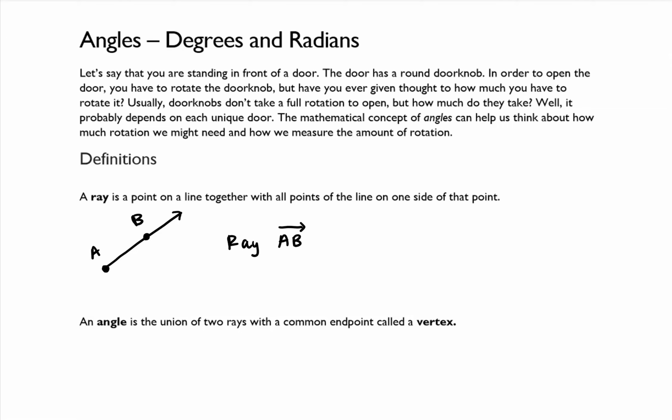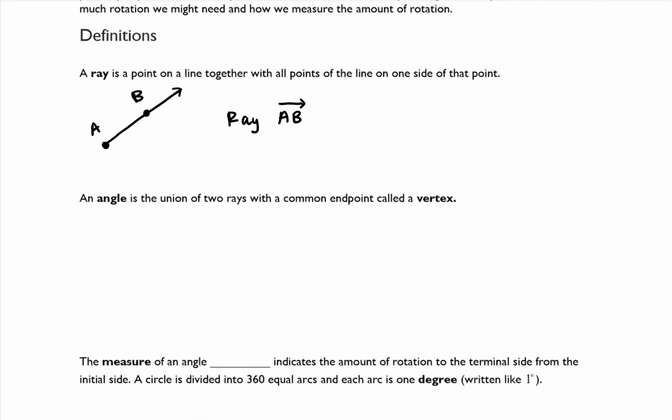Now, an angle is the union of two rays with a common endpoint called the vertex. So I'm going to draw one ray, and this point I'll call C, this point I will call A, and the two rays need to share that same endpoint A, which again is called the vertex. And I'll label this point B, and sometimes you'll see this labeled with what looks like an open triangle, a triangle that's missing its third leg, and then we'll call it CAB, so angle CAB.